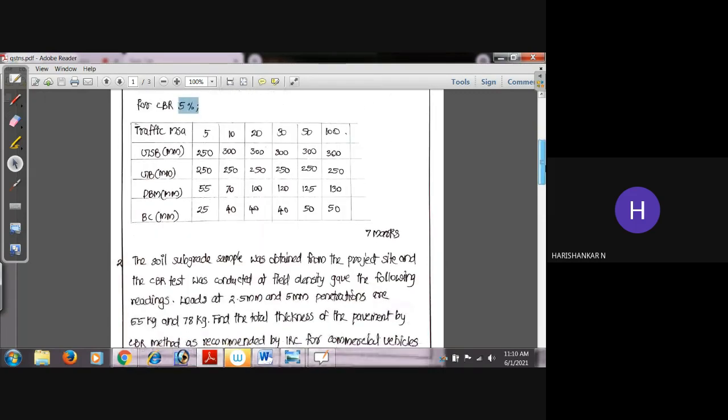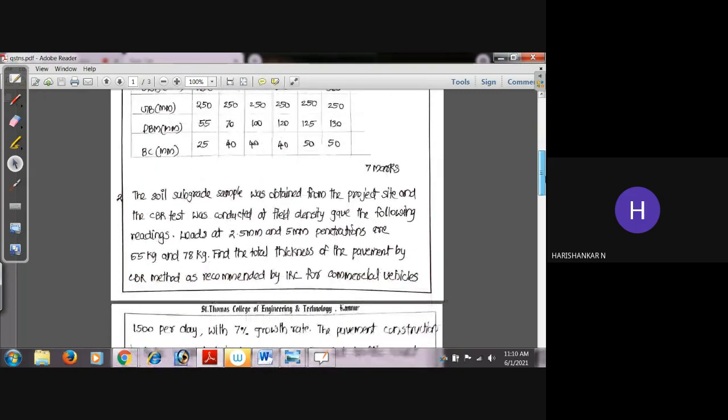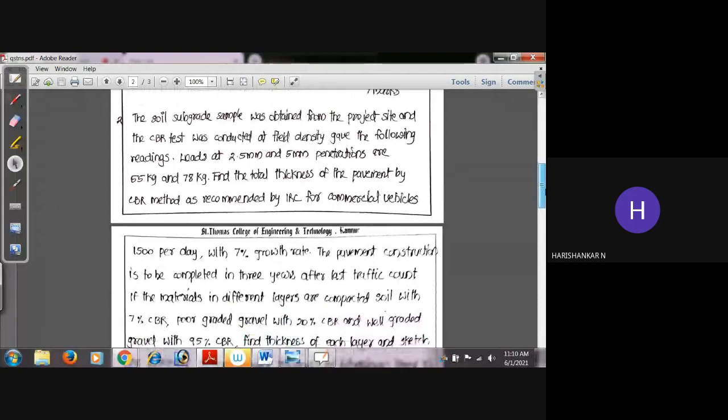So in the next question, you should have some extra steps. Just like the soil subgrade sample was obtained from the project site, and the CBR test was conducted at field density. Here are the following readings. Okay, lower set 2.5 mm and 5 mm penetrations are given separately. Okay, you take down the values and find the CBR value. Here you have to follow the CBR method. That is why you're finding out the CBR value. Okay.